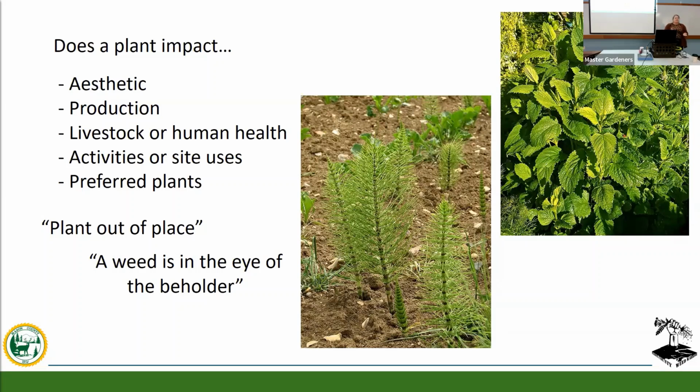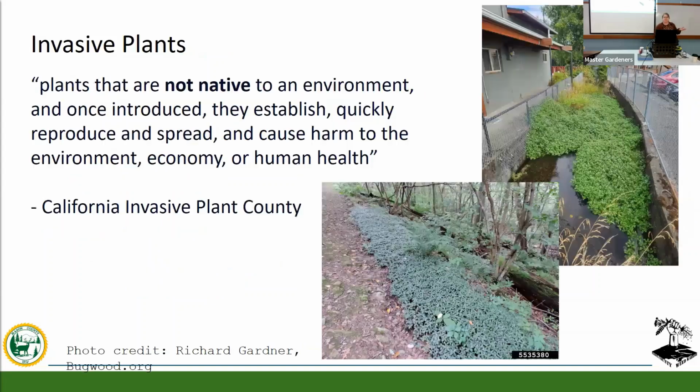It can be a plant out of place, or maybe a weed is in the eye of the beholder. And here we have horsetail, which is, in my mind, a beautiful native plant, but it's toxic to livestock. So maybe that's a problem weed that you're combating. And then we have lemon balm, which I know a lot of people plant because it's a very aromatic herb, but it can spread and become weedy.